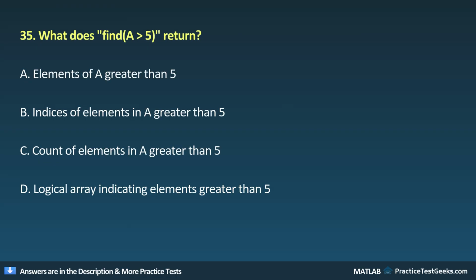35. What does find(A > 5) return? A. Elements of A greater than 5. B. Indices of elements in A greater than 5. C. Count of elements in A greater than 5. D. Logical array indicating elements greater than 5.